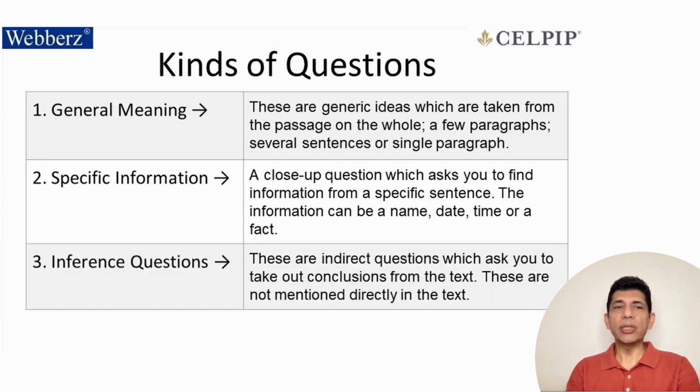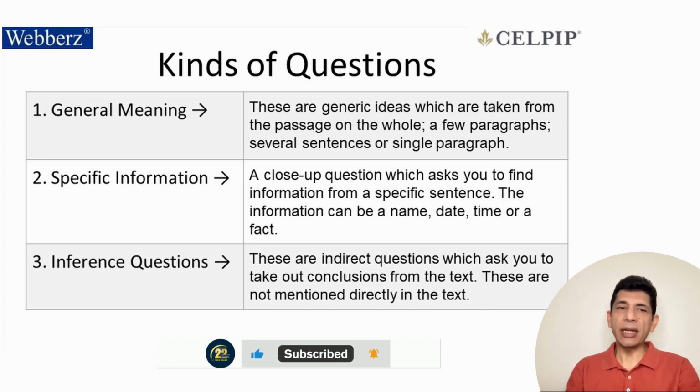The third type of questions are called inference questions. Now, these are very indirect questions, which ask you to take out conclusions from the text. These are not mentioned directly in the text, and we have to infer them. That is why I call them inference questions.